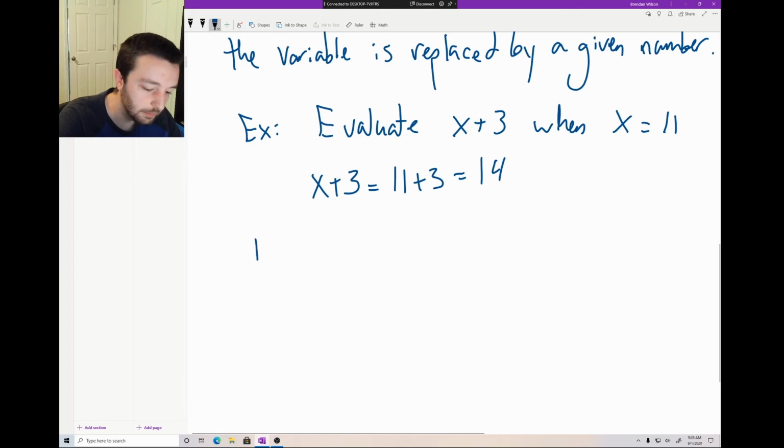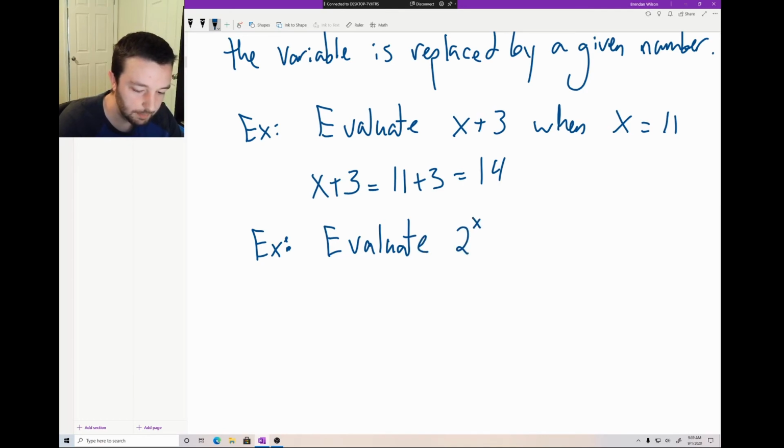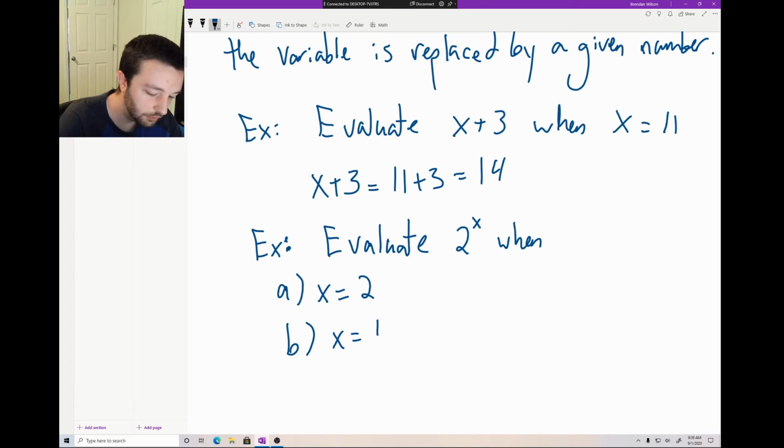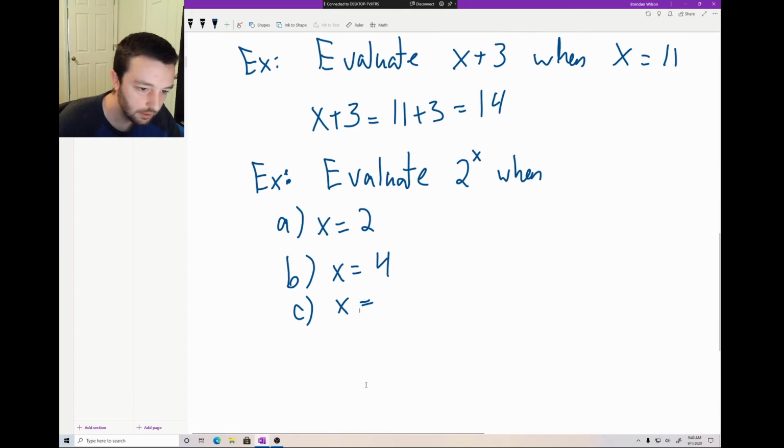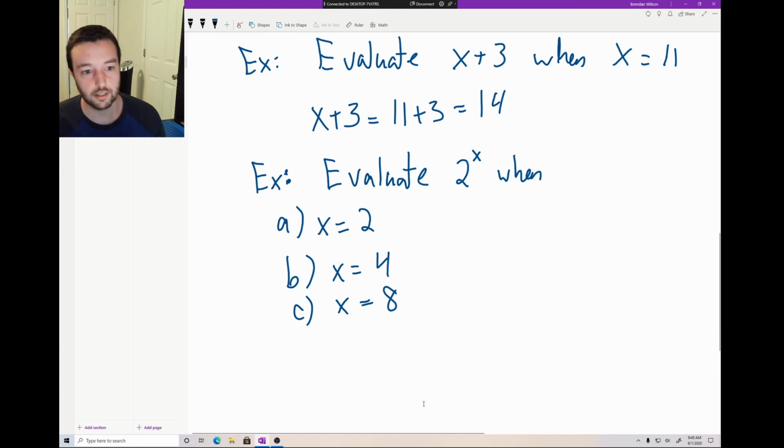Let's take a look at another example, one that's maybe a little bit more common. So oftentimes it'll give us an expression like, let's say, evaluate 2 to the x power when, and then it's going to give us a couple of different variables to use. So x equals 2, x equals 4, x equals 8. So let's try all of these.